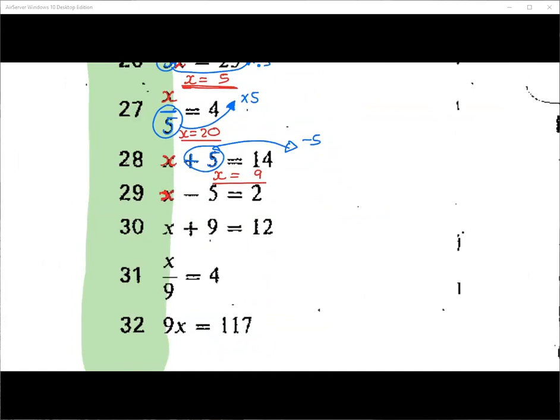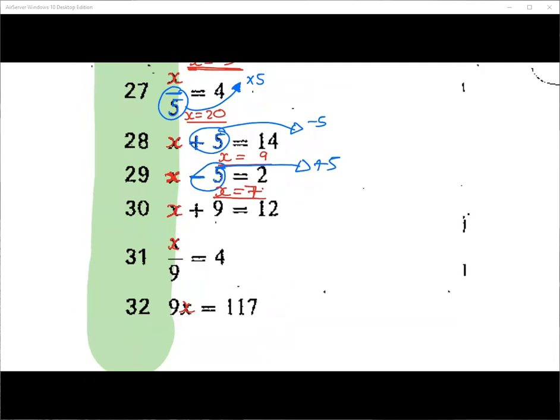29. Yeah, 29. So x take away 5 equals 2. X take away 5. Opposite of take away 5 is? Add 5. So what's the answer for x? 5 add 2. Would it equal 7? Fantastic. Lovely answer. Okay, thank you for that.